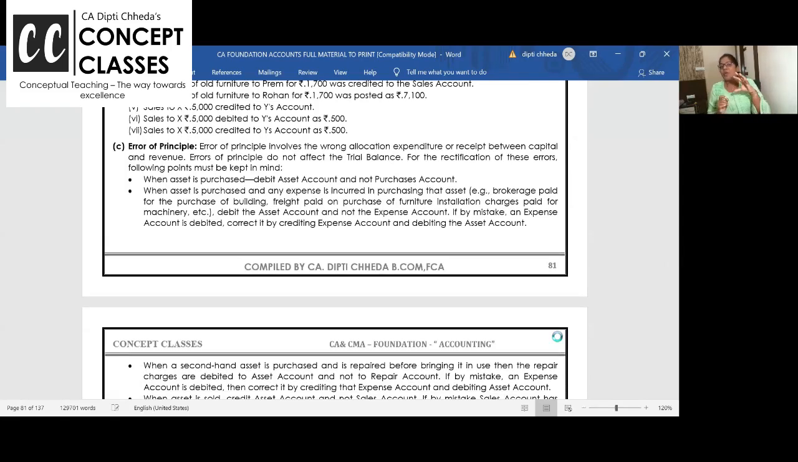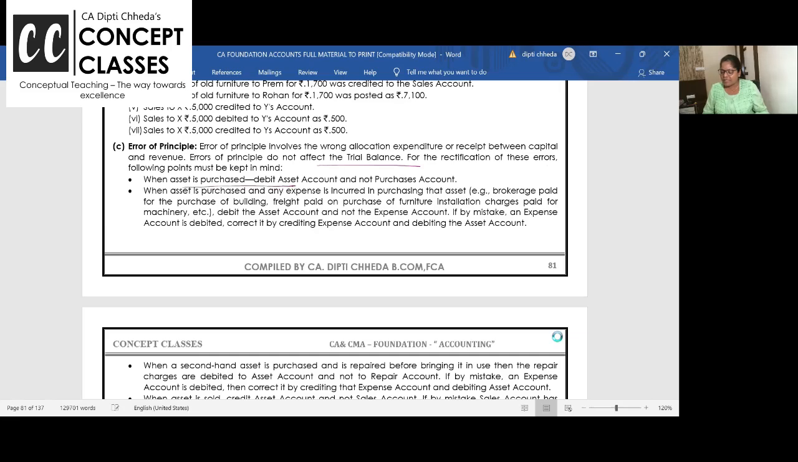I am solving the full problem for each type of error. But in exam, I'll tell you problem number 7 onwards, combined errors problem will come. Let us see. Error of principle. Error of the principle involves wrong allocation of expenditure or receipt between the capital and revenue. Error of principle does not affect the trial balance. Why? Because they are like compensating error. Somewhere there is a debit, somewhere there is a credit.